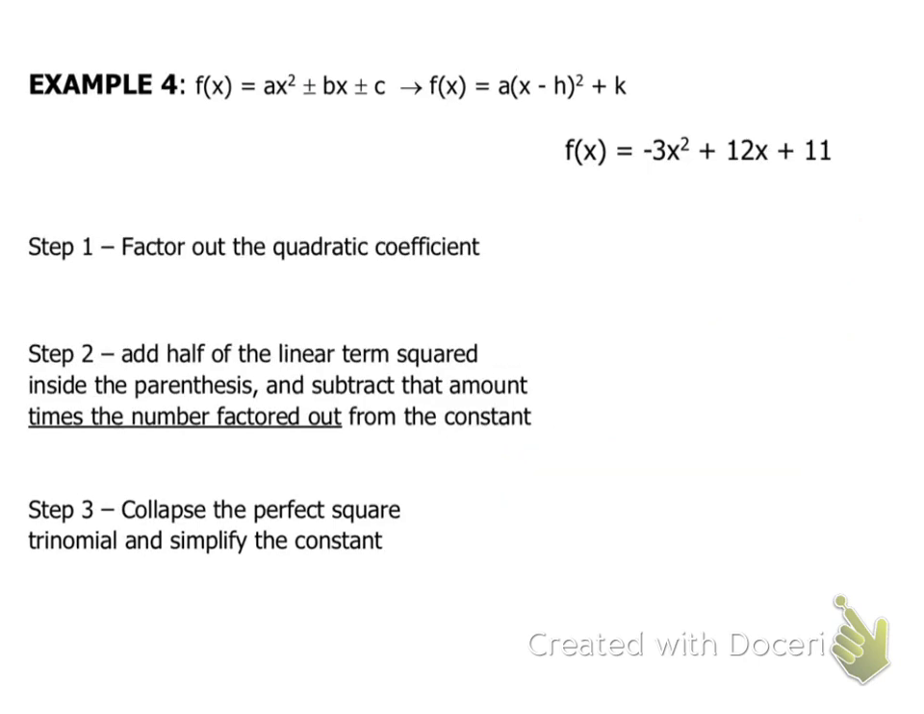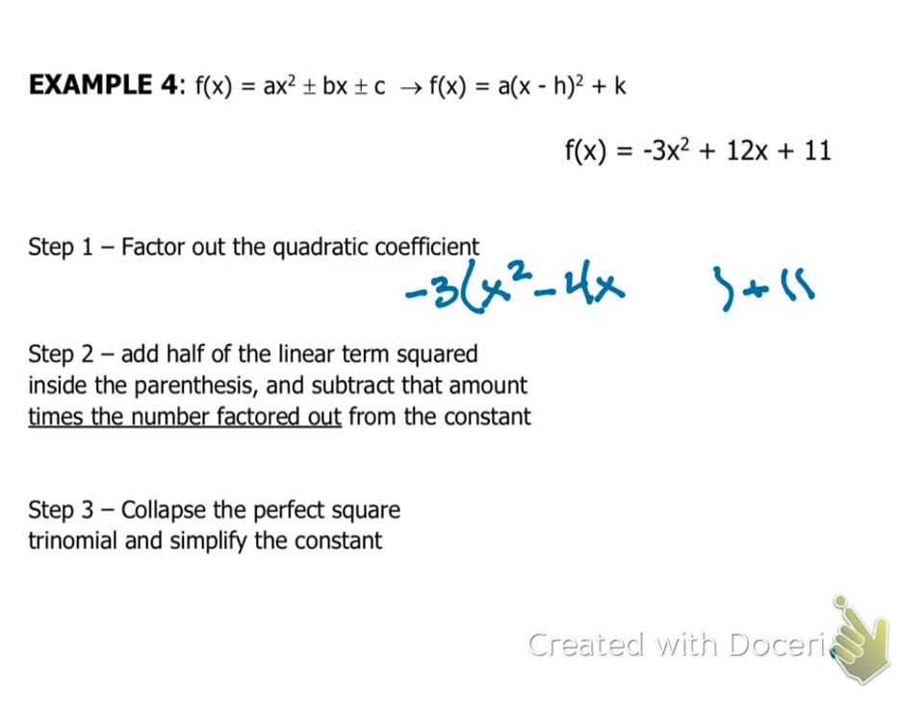One more. Again, we have a quadratic coefficient, so we're going to factor it out. Minus 3, x squared, minus 4x, right? When we factor out the negative 3 from a positive 12, we get a negative 4. And then we have the plus 11. Again, we're not doing anything to that constant right now.